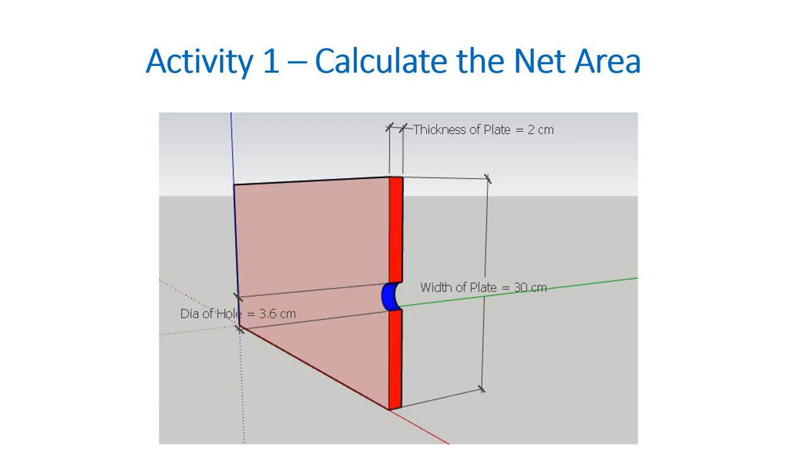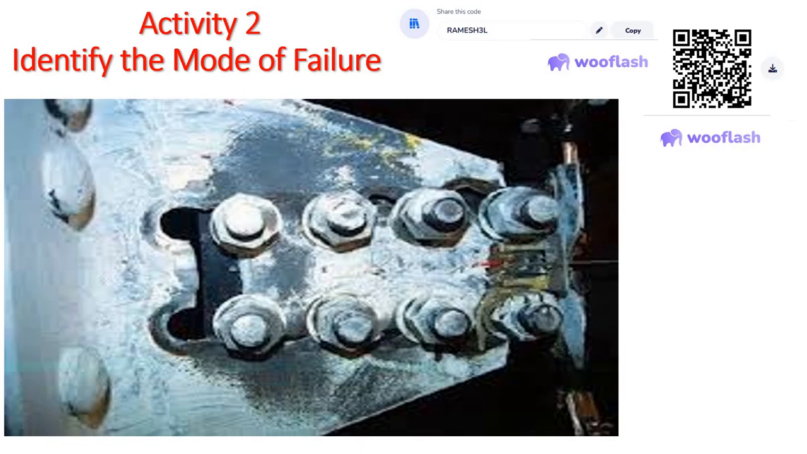So activity 1, you can calculate the net area, and activity 2, here you can see that I want you to identify what type of failure it is.